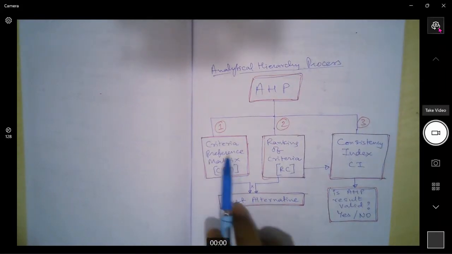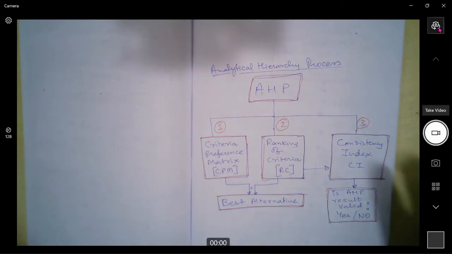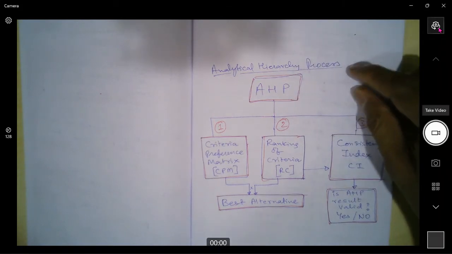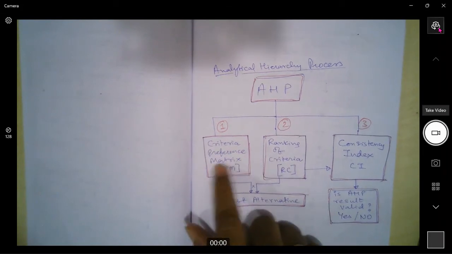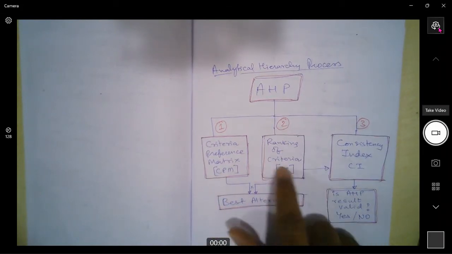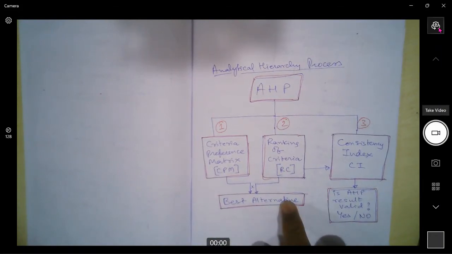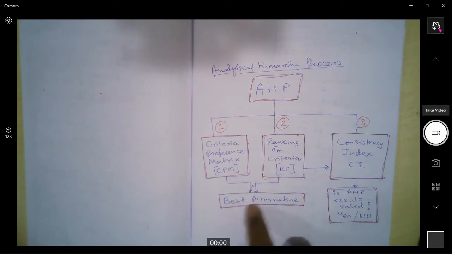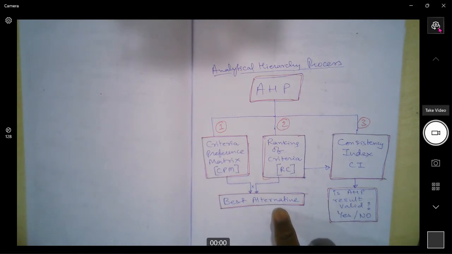By the way, how to do this is still not explained. But what I want to explain is the overall big picture of the analytical hierarchical process. So again, to summarize, analytical hierarchy is a process. In that process, there are three sub processes. Process one is to find the criteria preference matrix, and two is to find ranking of criteria. And if you multiply this with this, then we get the ranking of alternatives. So which alternative is the top, which alternative is second best, third best, and so on. In that order, it will come.